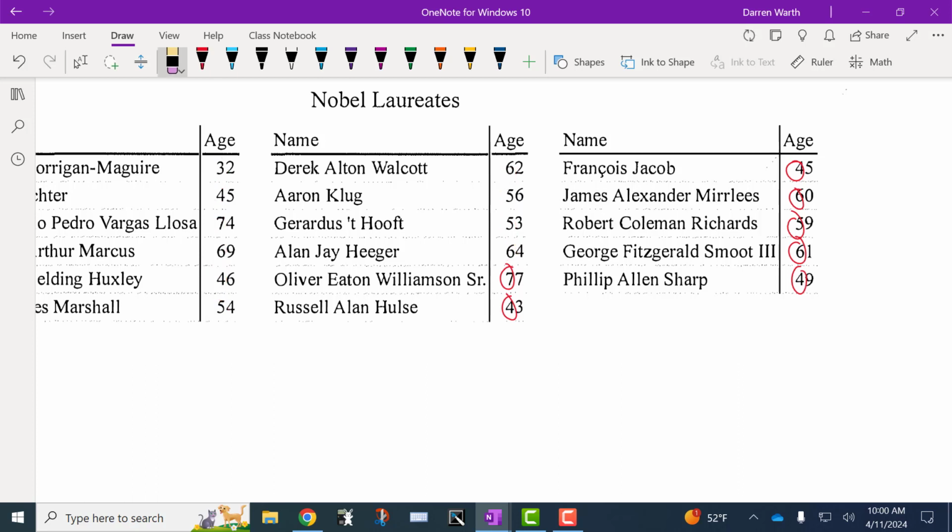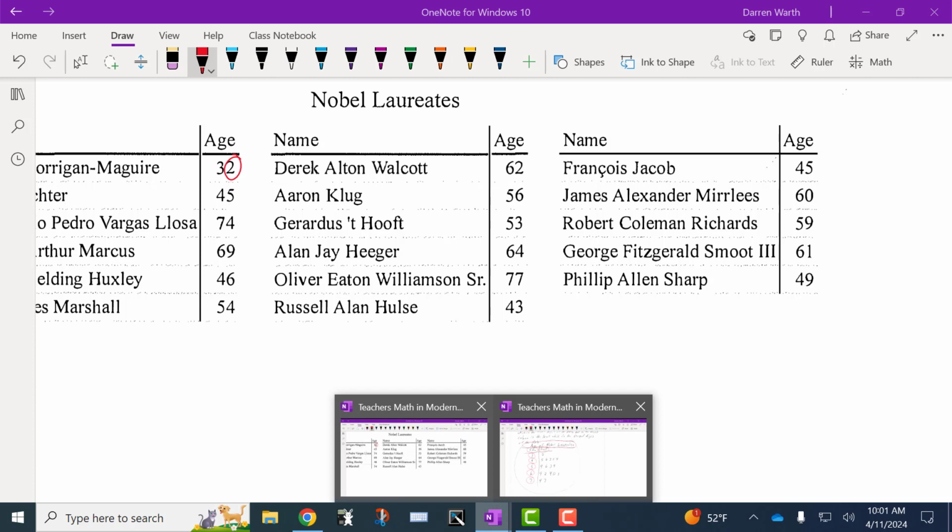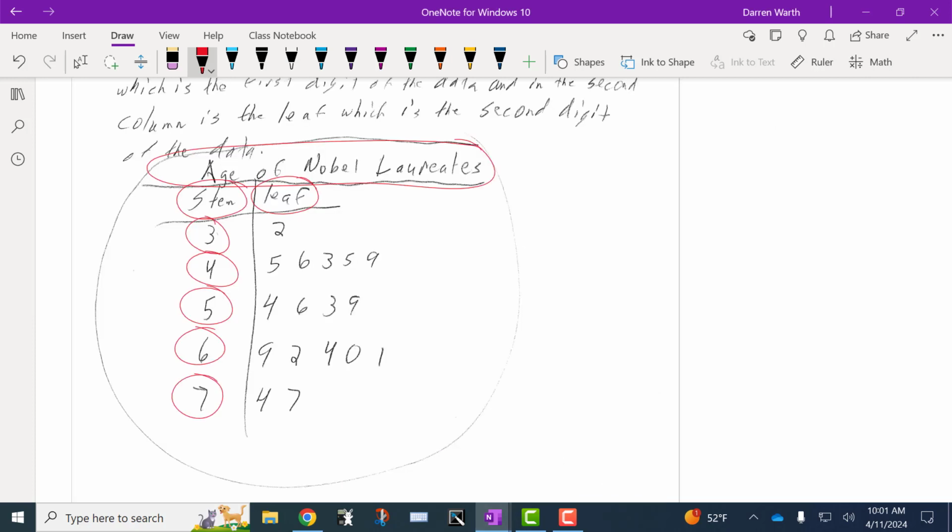Now I'm going to go ahead and put those numbers next to it. So I notice for my 3s, I've only got 1, I've got a 2 here, and it doesn't look like I have anything else to go with my 3s. So then next to my 3, I'm just going to go ahead and write a 2.